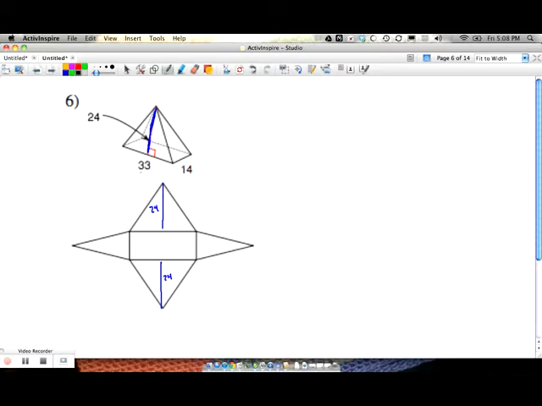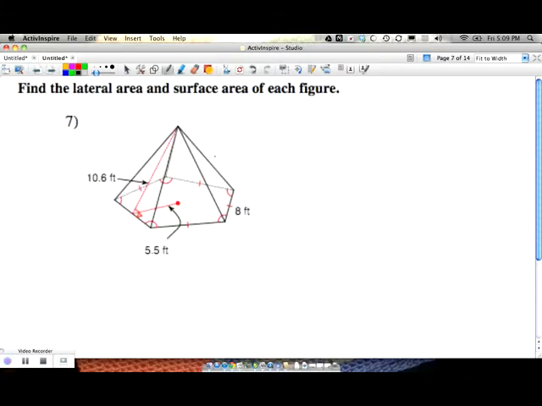Now the 33, that looks like it goes along the long side of the rectangle, so that side's 33 and that side's 33. And then the short side is going to be 14. The short side of the rectangle is 14. So we don't know this slant height that matches up with the 14. That's a question. We could figure it out with a lot of steps, but for right now, I'm not going to really mess with that. I don't need to. I don't have to. I'm not going to.